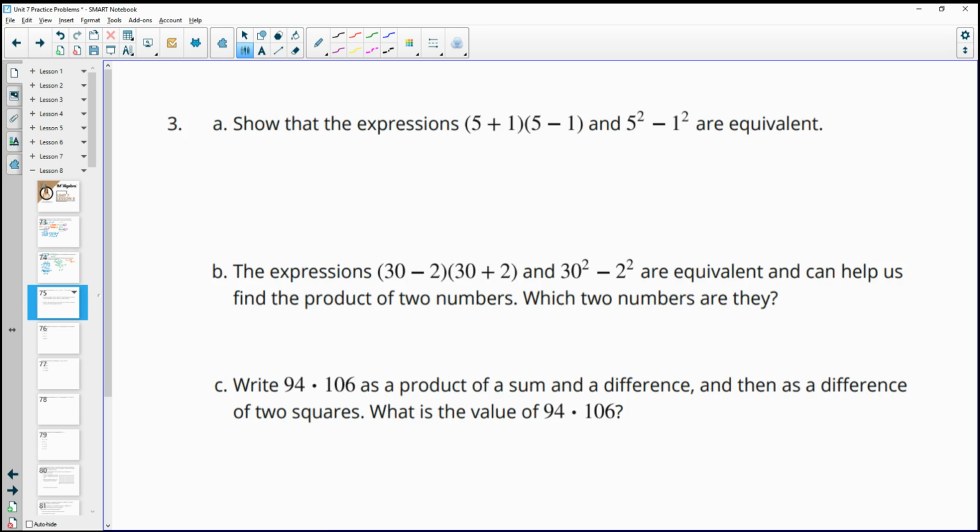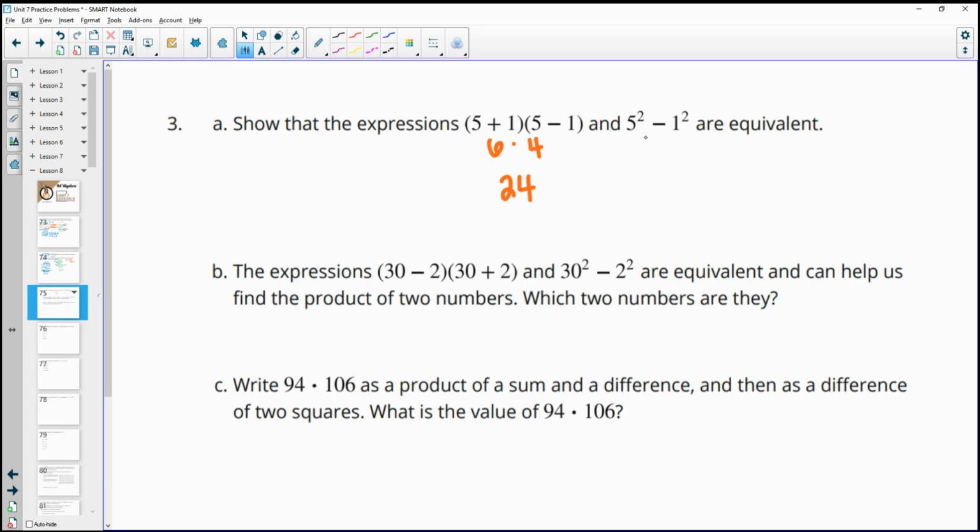Number 3, show that the expressions 5 plus 1 times 5 minus 1 and 5 squared minus 1 squared are equivalent. Few different ways to do this. I think the easiest is just by doing order of operations for this first one. So you would do these parentheses, and 5 plus 1 is 6. 5 minus 1 is 4. And 6 times 4 is 24.